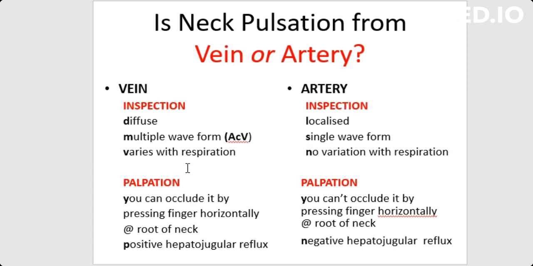Most often it will decrease during inspiration because there is an increase in chest cavity, which in turn increases venous return. On palpation, you can occlude it by pressing your finger horizontally at the root of the neck, and there is a positive hepatojugular reflux. If it is an arterial pulse, on inspection it will be localized, with a single waveform and no variation with respiration, and on palpation, you can't occlude it by pressing a finger horizontally at the root of the neck, and there is a negative hepatojugular reflux.